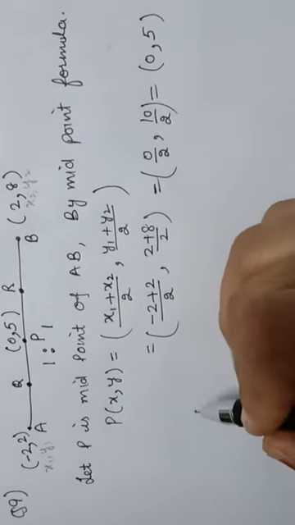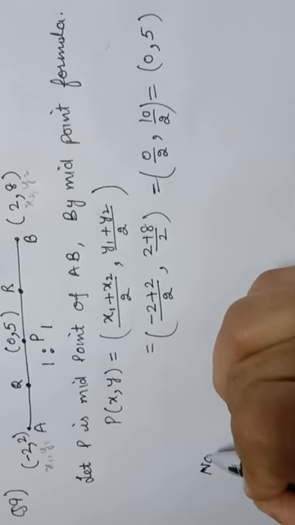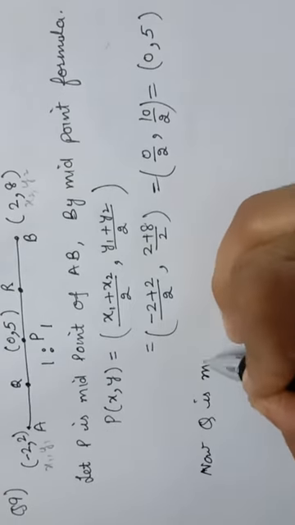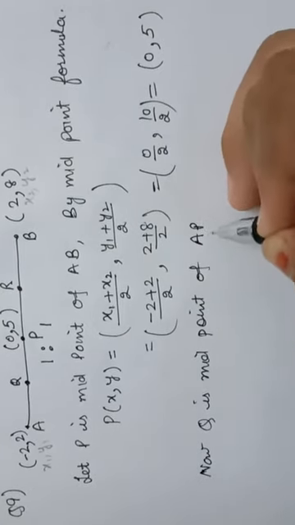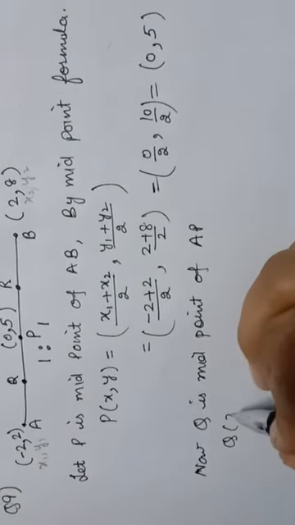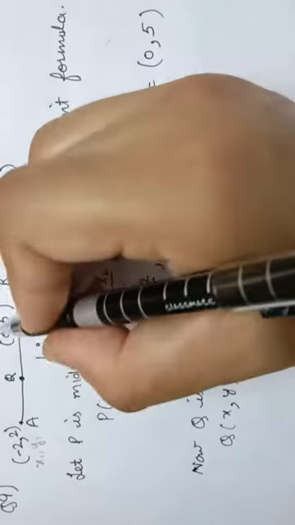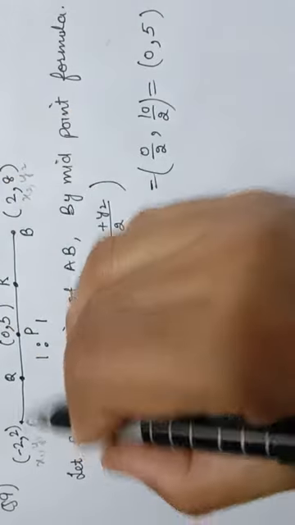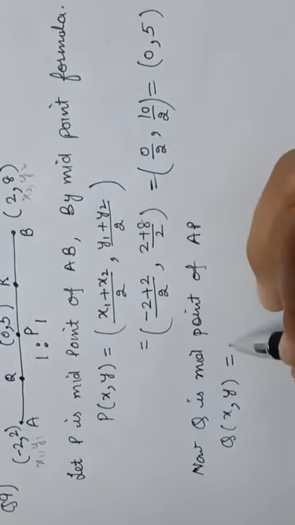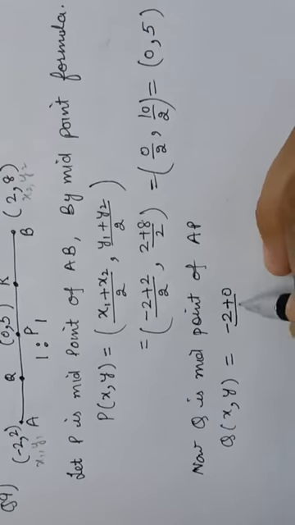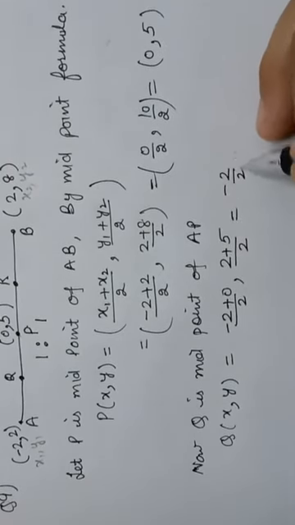Now to find the coordinates of Q. Q is the midpoint of the line segment AP. So by the midpoint formula again, Q(x, y) will be as we have written in the midpoint formula. This is (x1, y1) and this is (x2, y2). Q is in the middle of this, so this plus this by 2, this plus this by 2: (-2 + 0)/2 and (2 + 5)/2. So you will get the coordinates of Q.